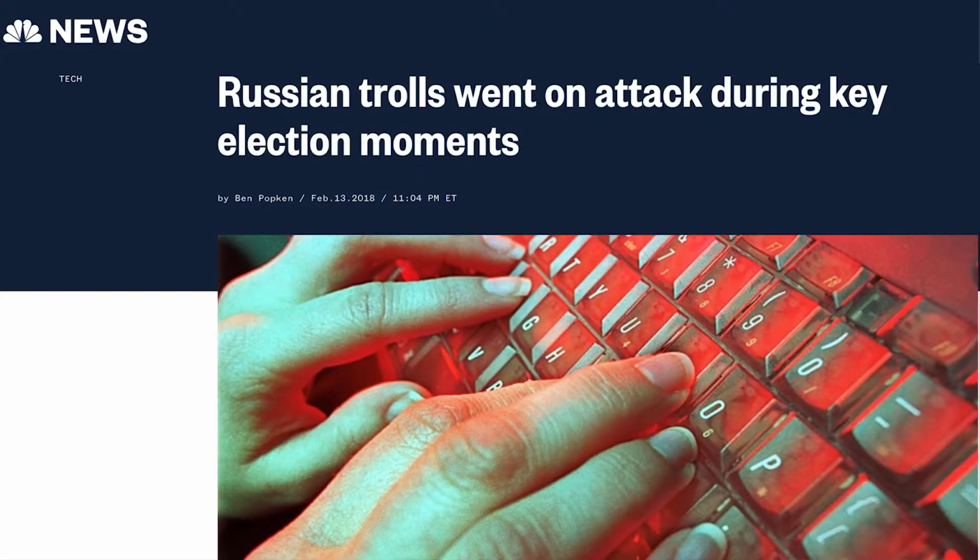We've got another one, which is the Russian troll attack. We've actually mapped it out based on Twitter information. We work with Ben Popkin.